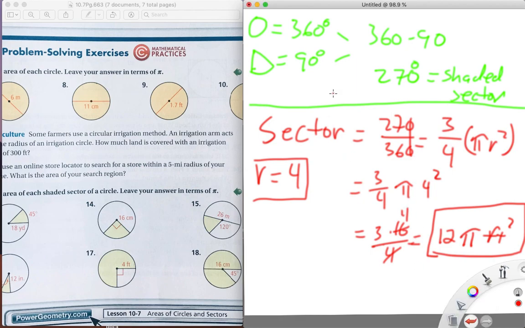So I subtracted 90 from 360 to get the area of the big shaded segment. Then I used my sector equation. 270 over 360 turns into 3 fourths, pi r squared. Radius is 4, so 4 squared is 16. I divided 16 by 4 to get 4. 4 times 3 is 12. I get 12 pi.